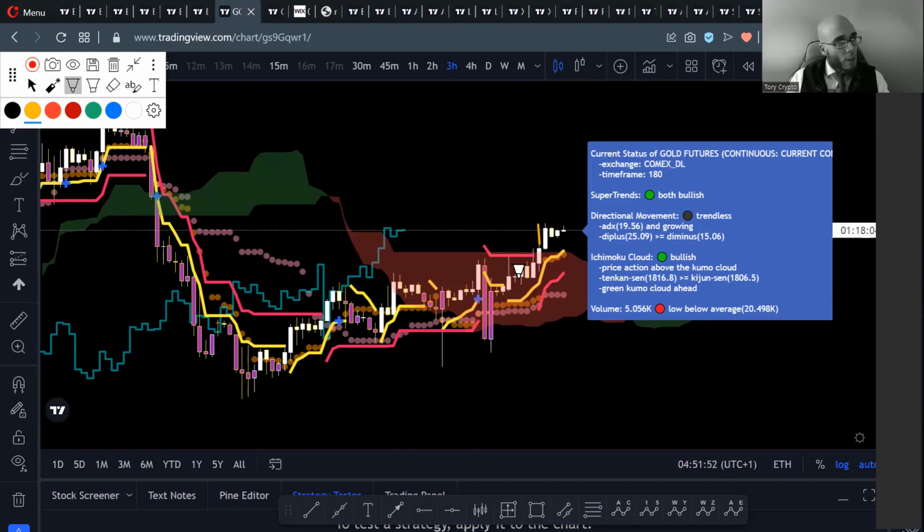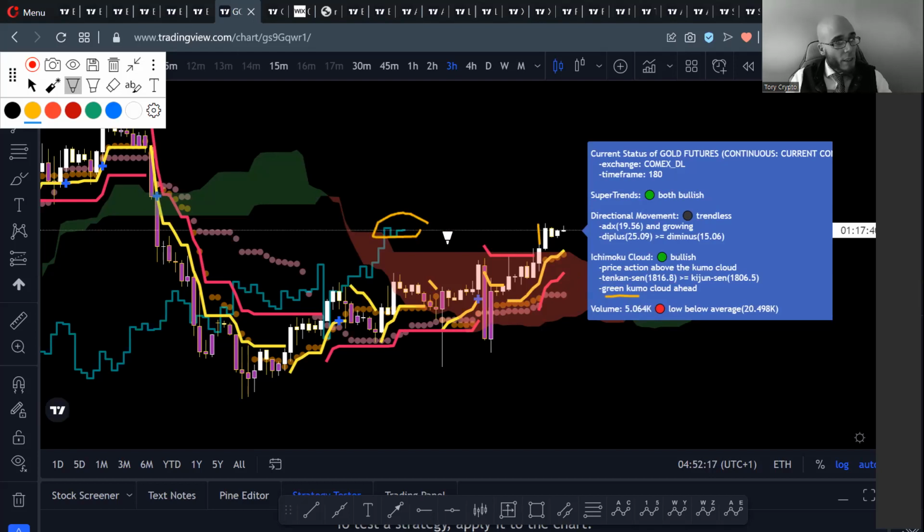And the future Kumo is green right now. I'm not sure that it was green when you spoke about it, but it's green now. And the Chikou is clear of price, as you can see. So that's the third condition.